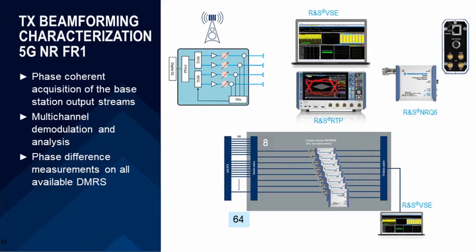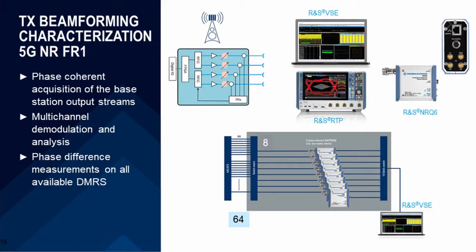Here in the diagram, you can see the output of the base station is connected to an RF switch matrix, which sequentially switches between the different power sensors. The power sensor Ethernet connections are connected to an Ethernet switch, which is in turn connected to the VSE software on an external PC. So this setup is used for testing on 8 channels.